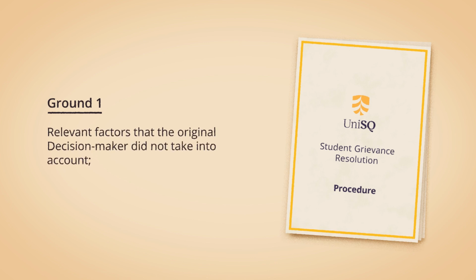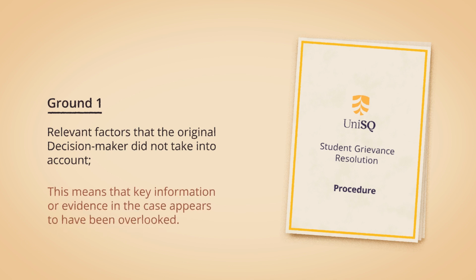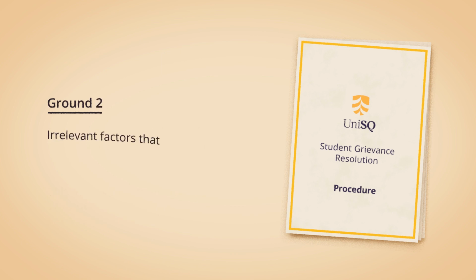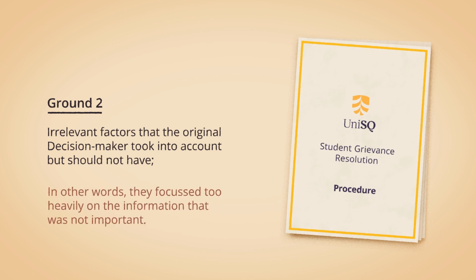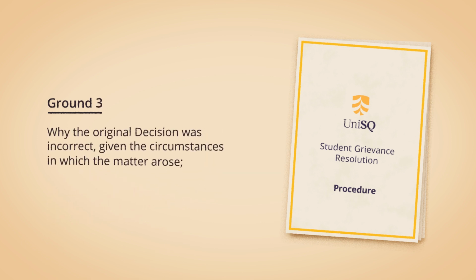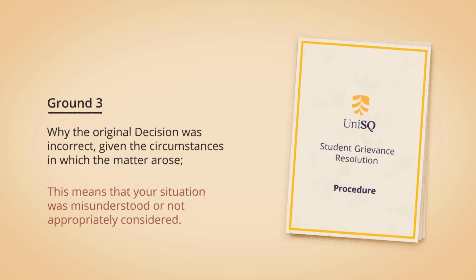There were relevant factors that the original decision maker did not take into account. This means that key information or evidence in the case appears to have been overlooked. 2. There were irrelevant factors that the original decision maker took into account but should not have. In other words, they focused too heavily on information that was not important. 3. The original decision was incorrect given the circumstances in which the matter arose. This means your situation was misunderstood or not appropriately considered, which may have impacted the outcome or kind of decision-making that occurred.